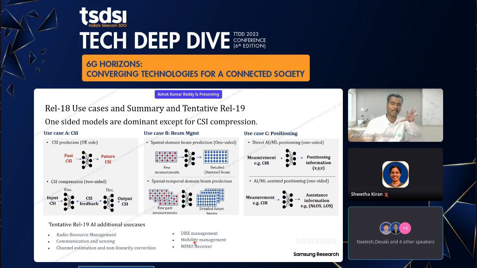Mobility management, mainly going from one base station to another base station: how do we hand over, when do we hand over, how do we manage things better. And also MIMO receiver, this is more like a RAN4 receiver optimization kind of use case. But there are cases where I'm going to cover that there are specific points where we can reduce the complexity and make things better. These are some of the use cases being considered in Release 19, the tentative list right now.